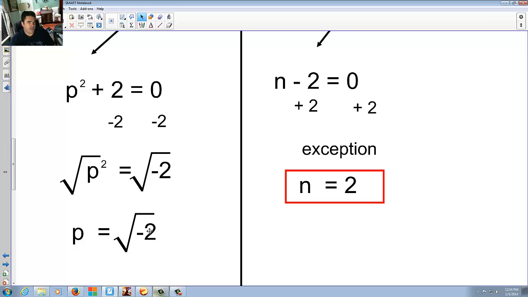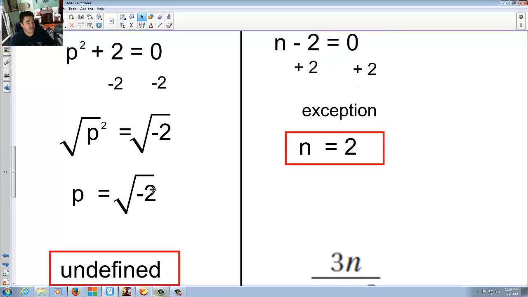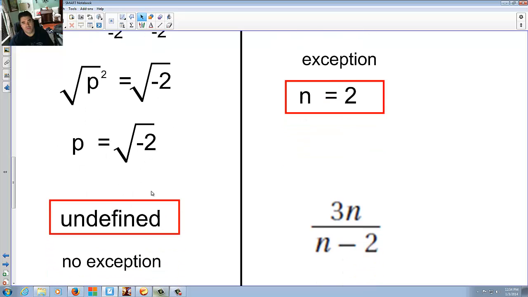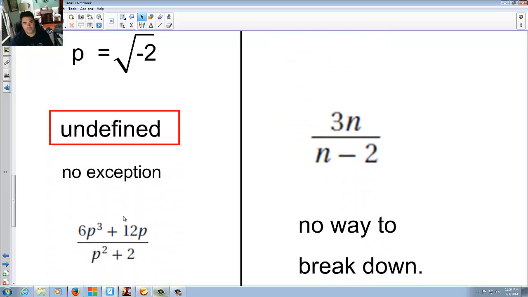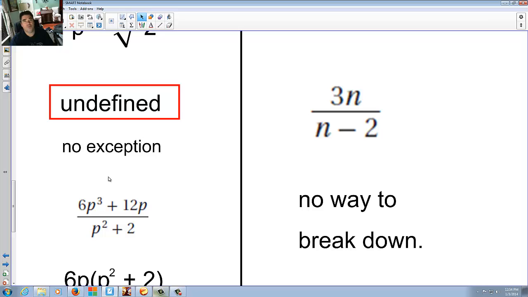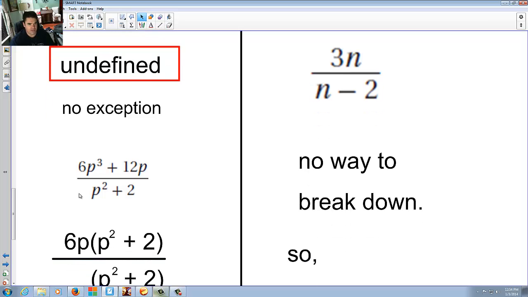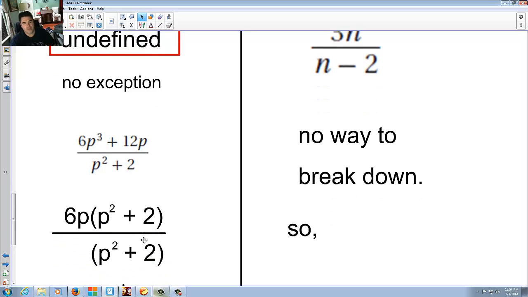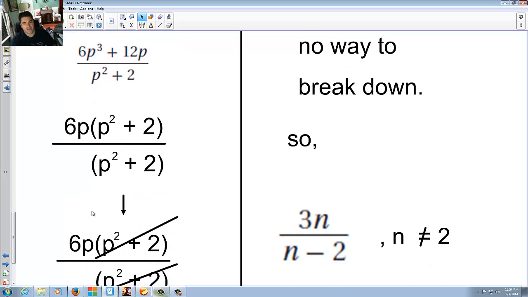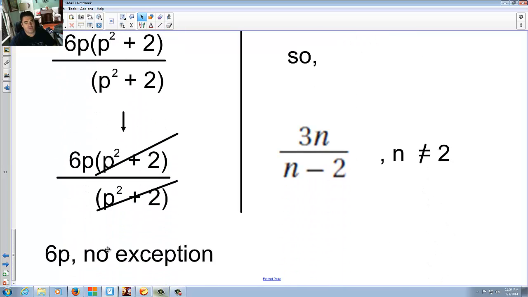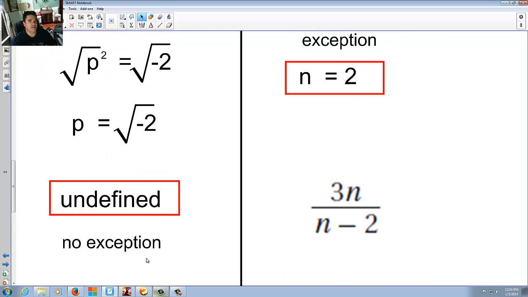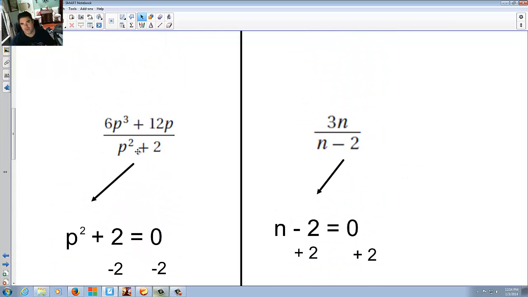p equals square root of negative 2, which we know we can't have, so that's undefined, meaning there is no excluded value, so there's no exception. So going back to this again, now I'll pull out the 6p. So we'll pull out the 6p here, leaving p squared plus 2, even though these two cancel, leaving 6p on top. 6p on top, and there is no exception. Why is there no exception? Because I could not make an excluded value.